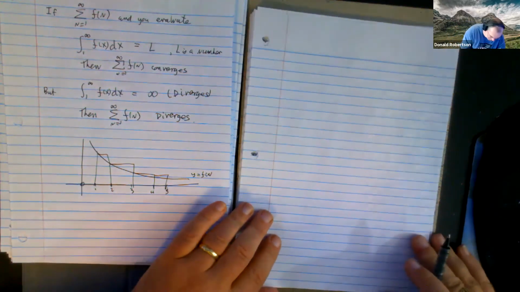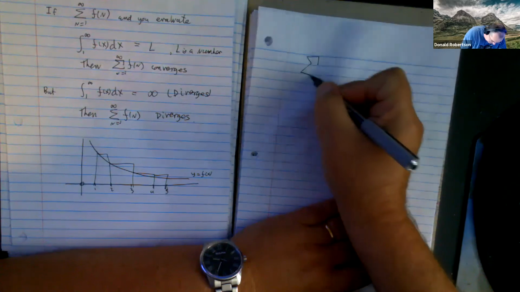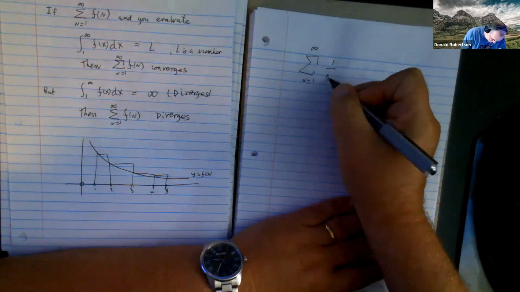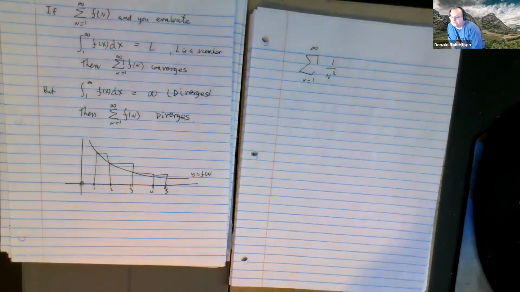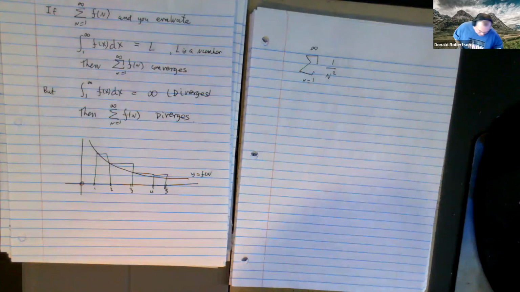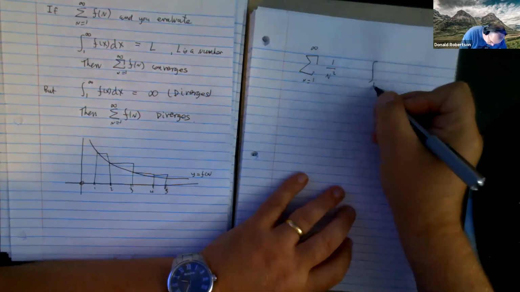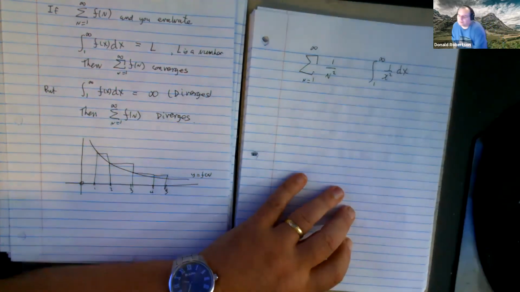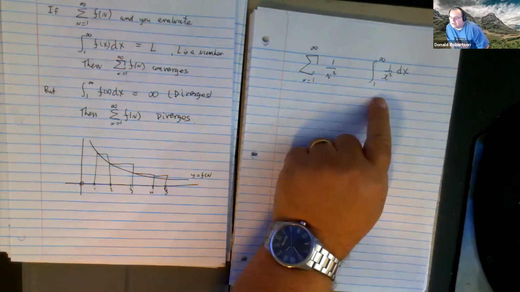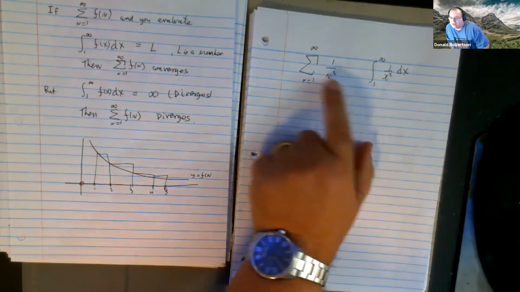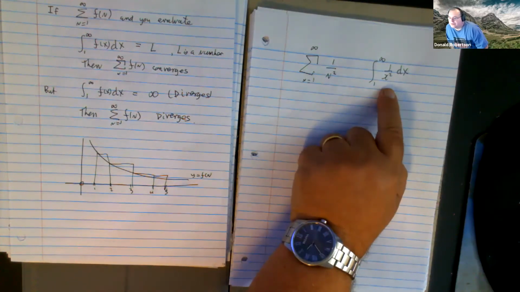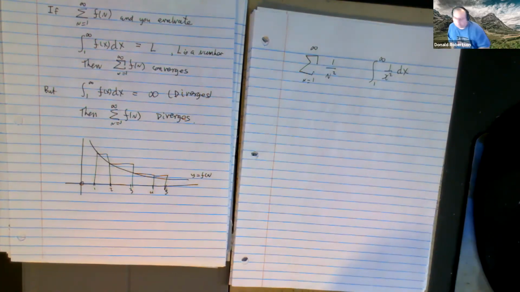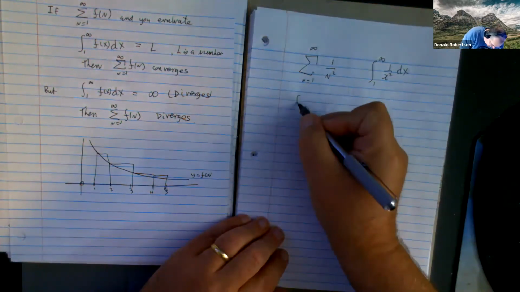So let's suppose I am interested in that guy. Keep it simple. Then according to the integral test, don't I need to find out what that integral does? And if this integral is a finite number, that guy converges. And if this integral is infinite or does weird stuff, that guy diverges. So this is going to test you.